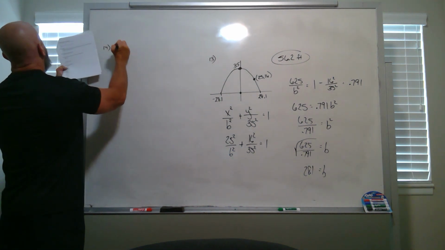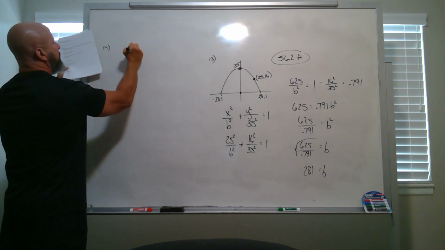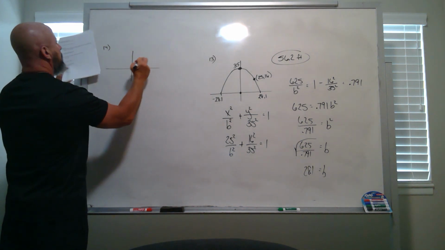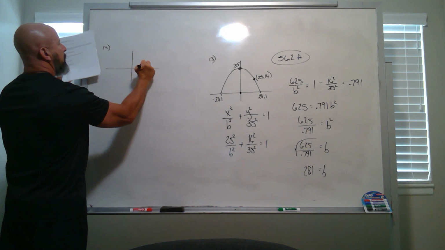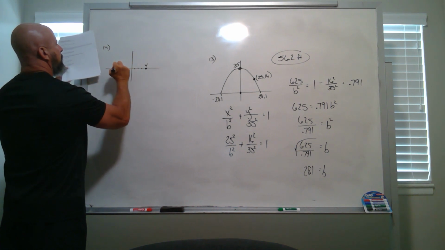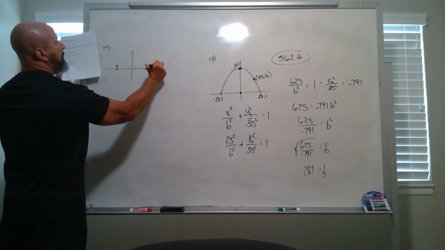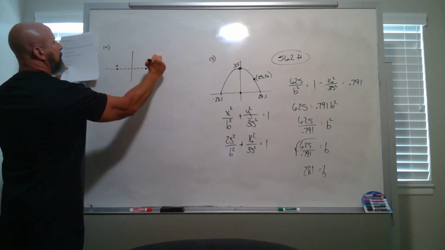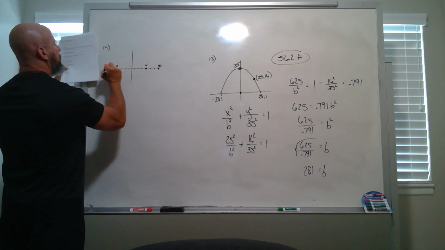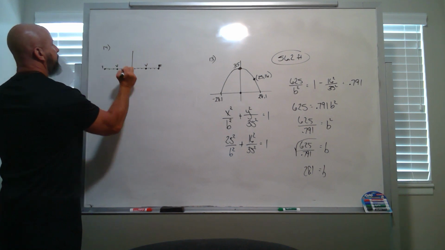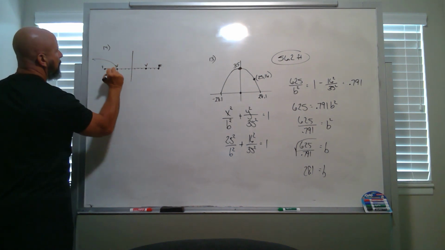All right, so what does it give me? It gives me vertices at plus or minus 4, 0. So 1, 2, 3, 4, there's one. 1, 2, 3, 4, there's the other one. Foci at plus or minus 7, 0. That means it's horizontal.